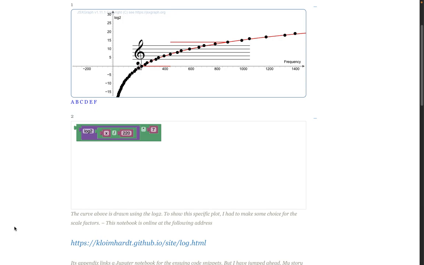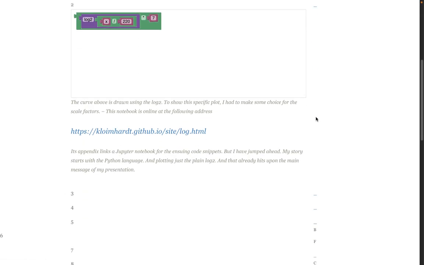This notebook is online at the following address. Its appendix links a Jupyter notebook for the ensuing code snippets. But I have jumped ahead. My story starts with the Python language and plotting just the plain log2. And that already hits upon the main message of my presentation.